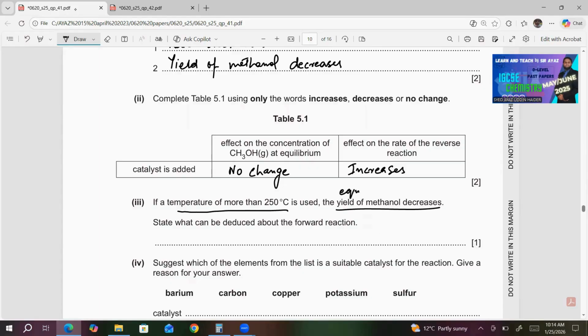Equilibrium shifts to the left hand side, that is the reactant side, or you can even say the endothermic side. So if the reactant side is endothermic, the forward reaction must be exothermic. So you're going to write exothermic.